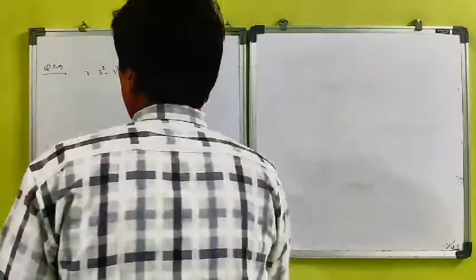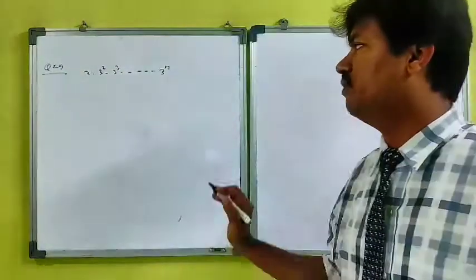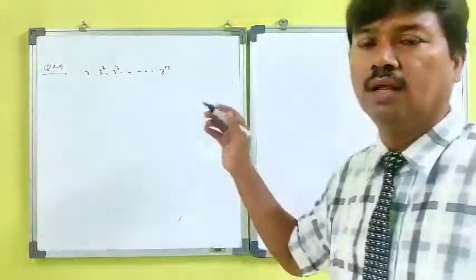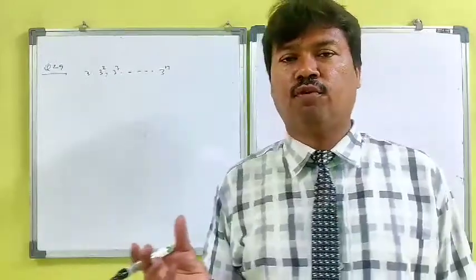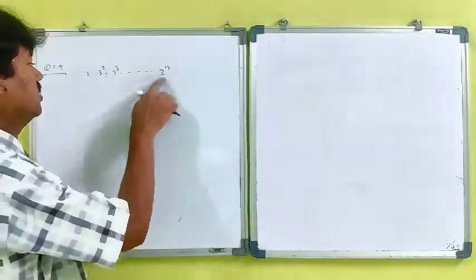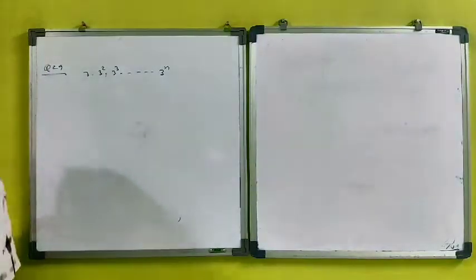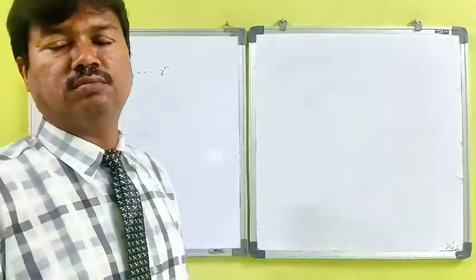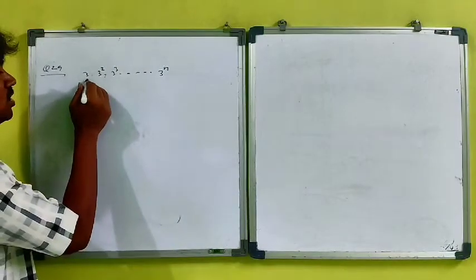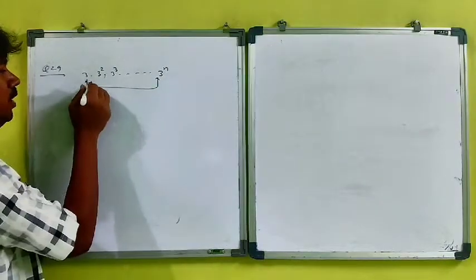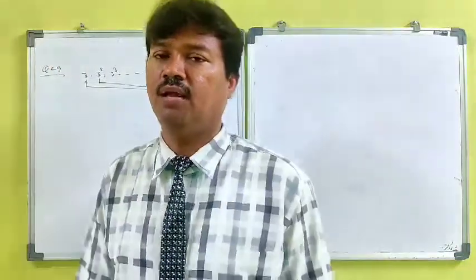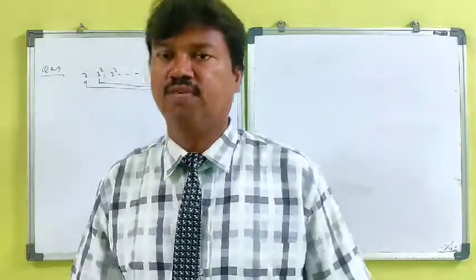Yes, so here this is given 3 square, 3 cube, like up to 3 raised to n. Then what is the geometric mean for this? So the geometric mean is exactly the same as the mean of the first and last. Whatever the geometric mean when you discuss, we have to discuss first and last geometric mean, or second and second last geometric mean, third and third last geometric mean is always the same when this is given in the sequence.